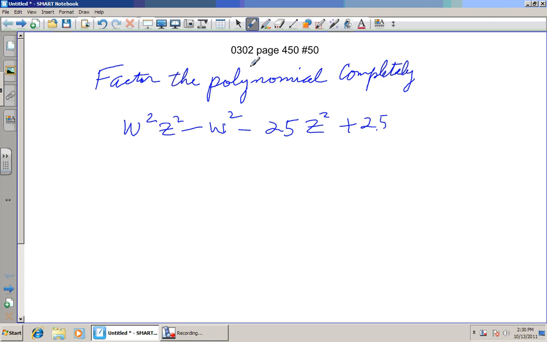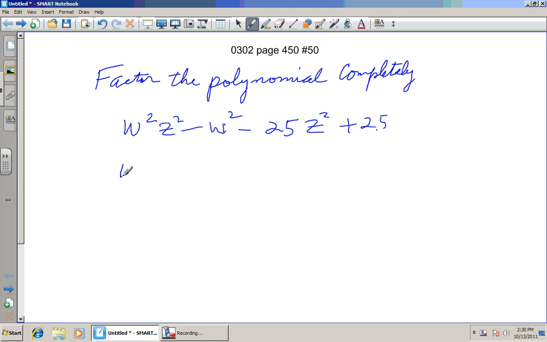And what we're going to do on page 302, excuse me, in your class, page 450, number 50, is factor this polynomial completely. So what you do is you look at it and we see that we have a w squared here and a w squared here. That's a common term. And then we have 25 and 25. That looks kind of like we can factor this by grouping.